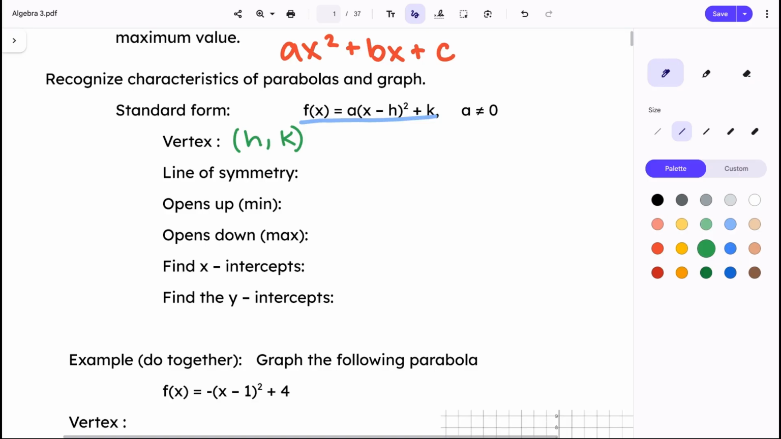That does not work the same way with the K. The K is whatever number it is, whether it's positive or negative, you just pull that one. You don't change the sign of the K. You only change the sign of the H.